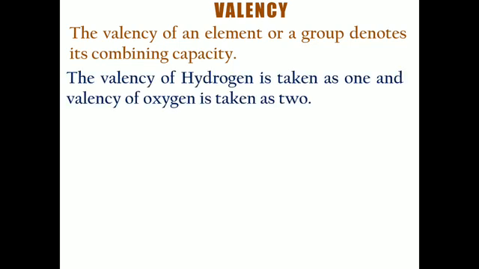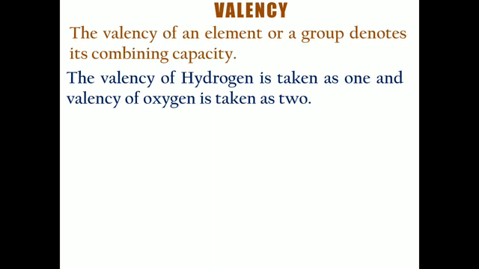Now, it is universally accepted that hydrogen has the combining capacity or valency of 1. That means hydrogen can accommodate one more element with it to form a stable molecule. Similarly, oxygen has a valency of 2, or it has the capacity to accommodate 2 atoms of another element.